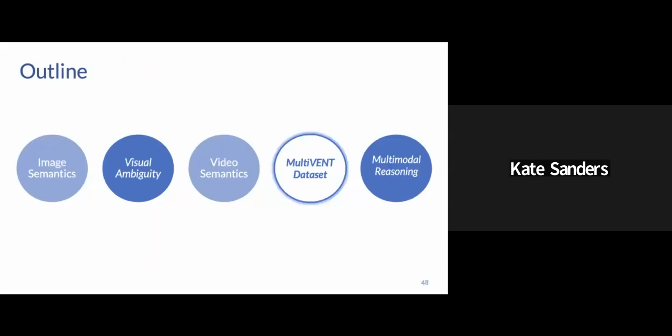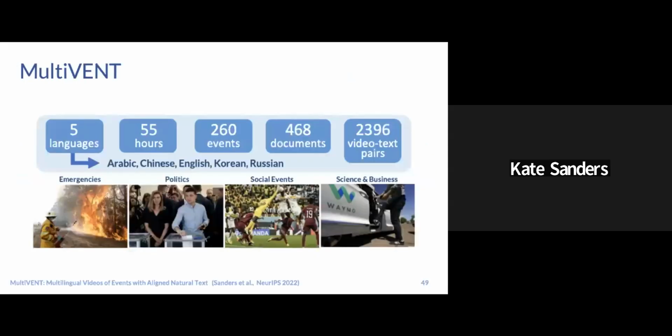And so we developed a new dataset called Multivent, which stands for multilingual videos of events with aligned natural text. It is about 55 hours of video, which is on par with existing datasets like MSR-VTT and LSMDC. It contains well over 2,000 videos and paired text documents, and it covers 260 events in over 40 countries, each with paired long-form text documents.